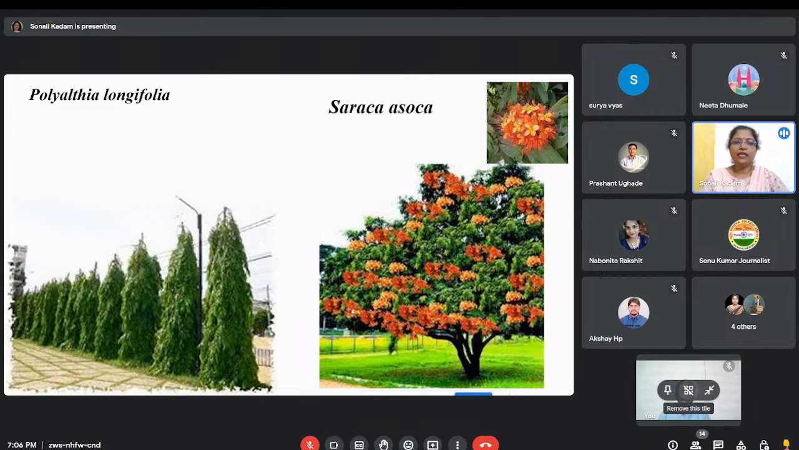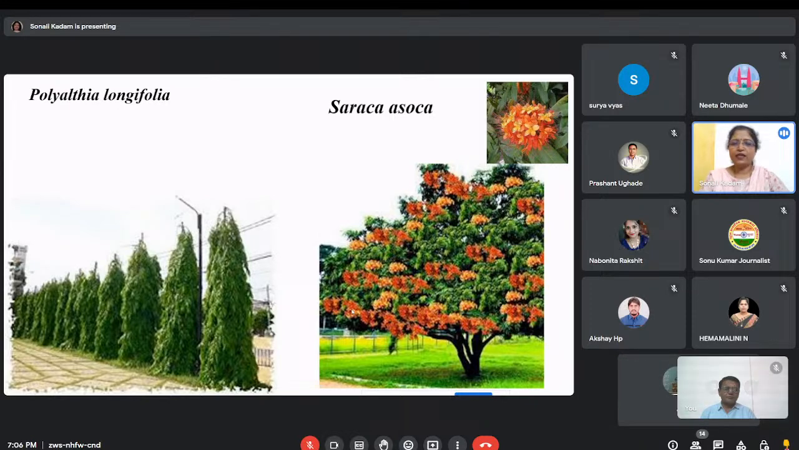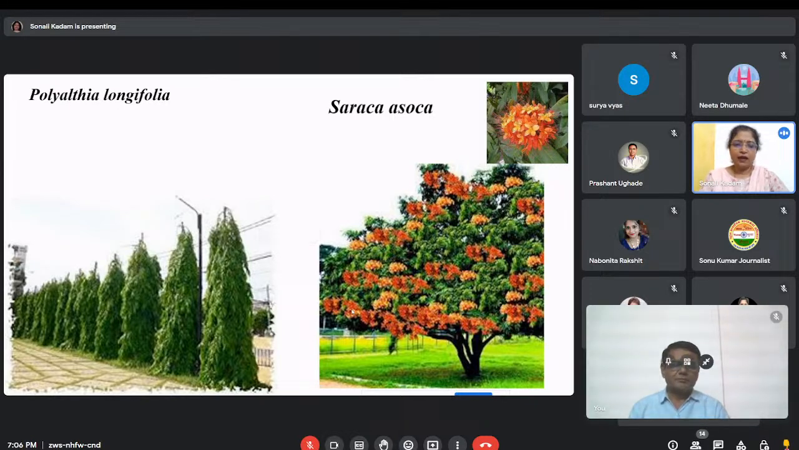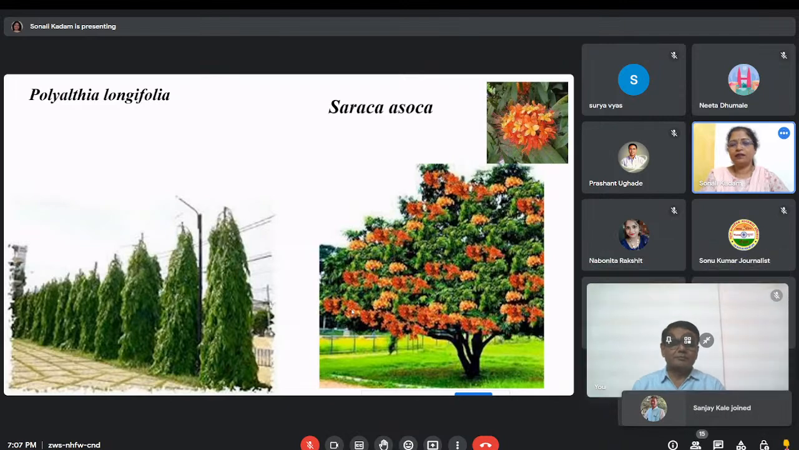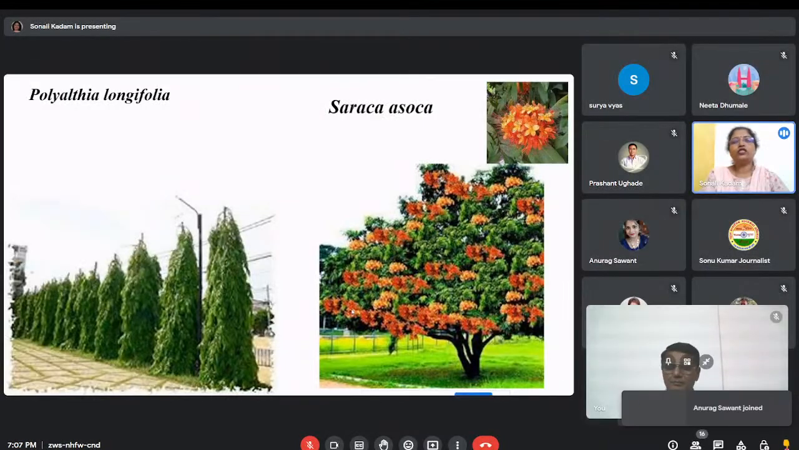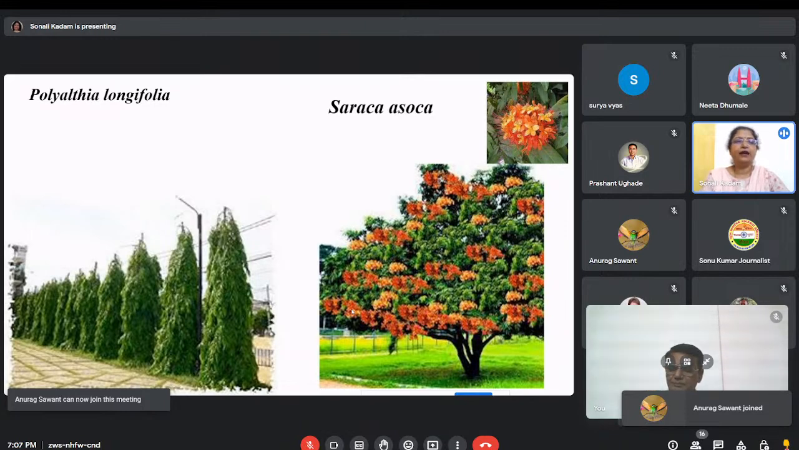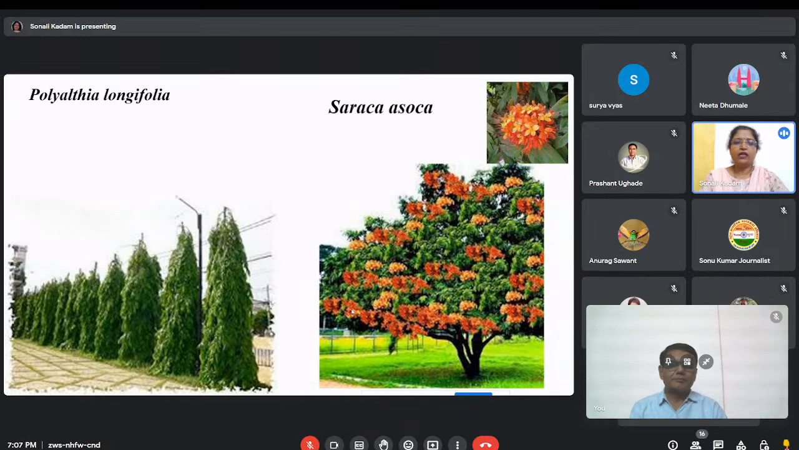So you can see that Polyalthia, the plant on the left hand side of mine, has the drooping leaves. Those plants are also known as the Ashoka plant, and this one with the red flower also is known as the Ashoka plant. But it is different: we call the Polyalthia longifolia the false Ashok, and this Saraca asoca is the Sitecha Ashok.